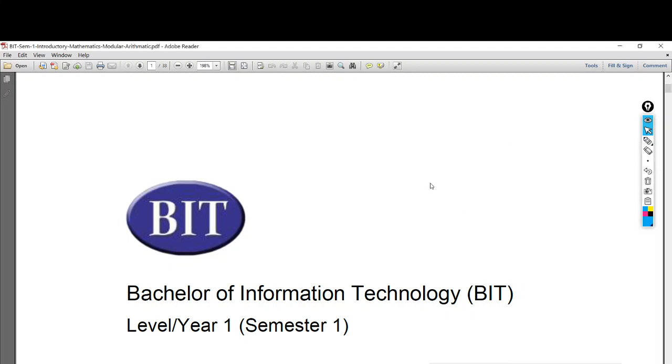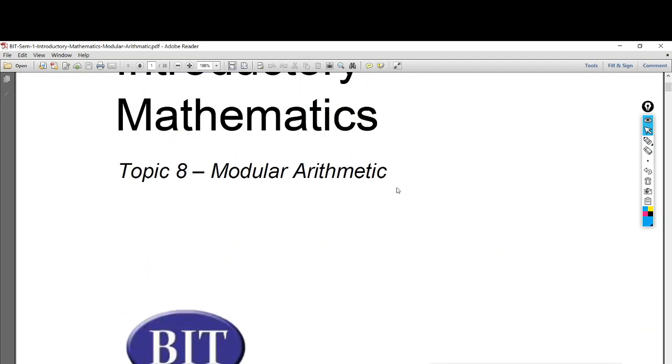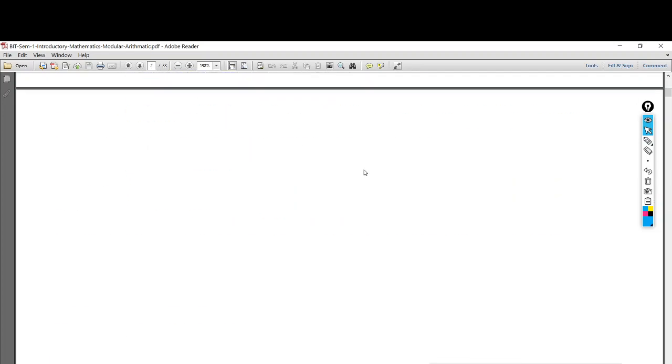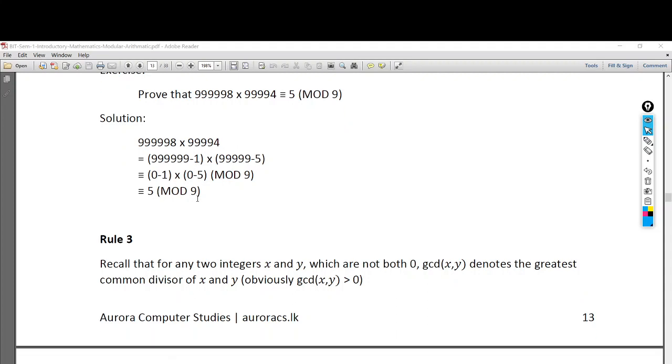Okay, so last time we did the introduction of the modular arithmetic subject. So today we are going to continue with that, and we are going to finish the topic. Right, so we are going to continue from this particular place, the rule number 3. Maybe we discussed rule number 3 last time. Anyway, I'm going to repeat from there.